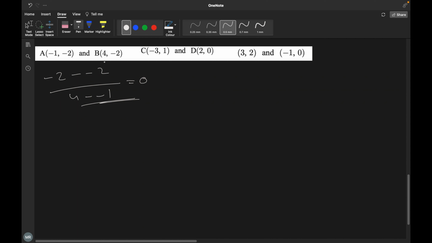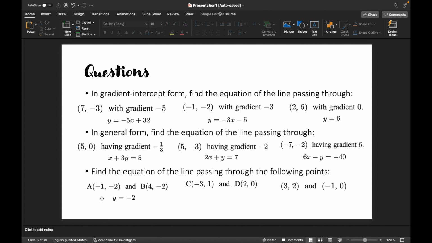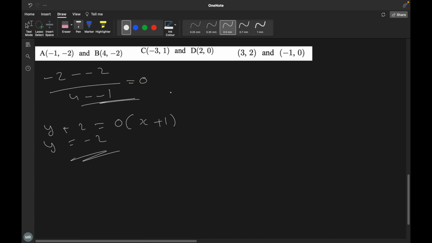So let's use one of these points to find the equation. So y plus 2 equals 0 times x plus 1. This will be 0, so y equals negative 2. That's our equation. So now let's solve this one. Let's find the gradient first.